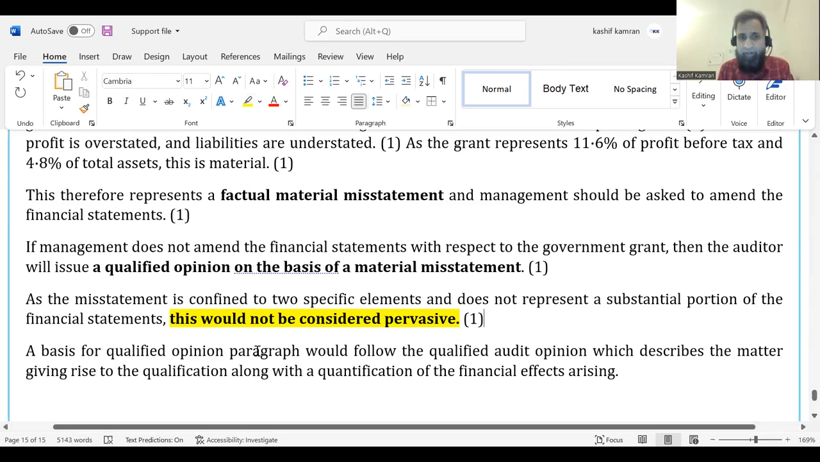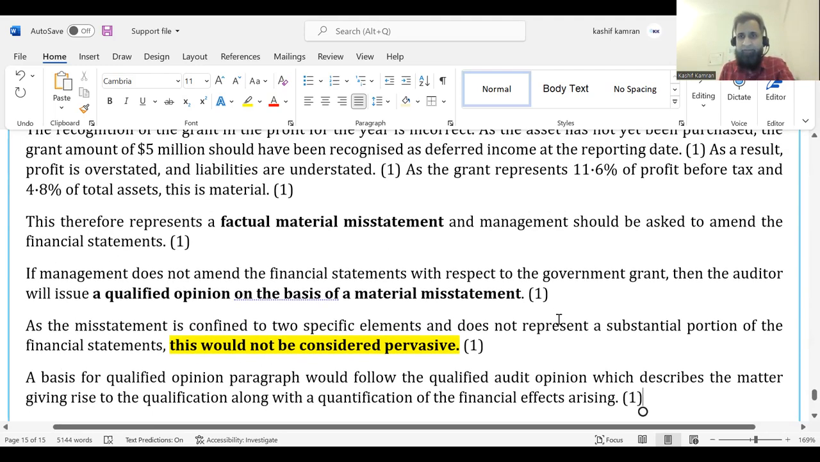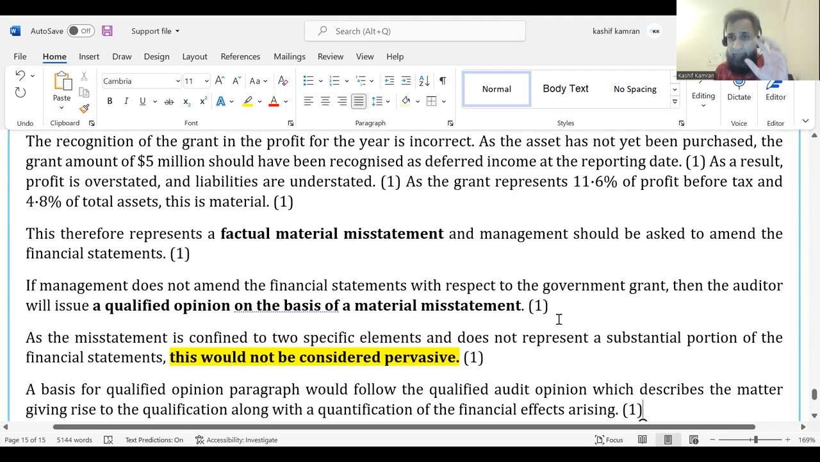A basis of qualified opinion paragraph would follow the qualified audit opinion, which describes the matter giving rise to it. So after the qualified opinion, you will give a basis of qualified opinion, 1 mark. So 1, 2, 3, 4, 5, 6, 7. You need to get 6 marks, not 7. But I hope you're clear with the structure of the answer.